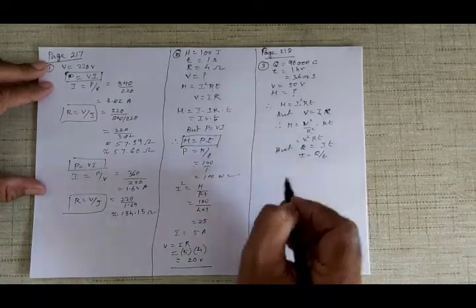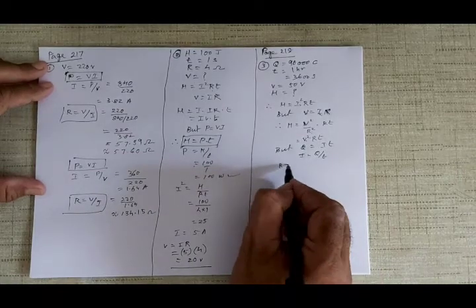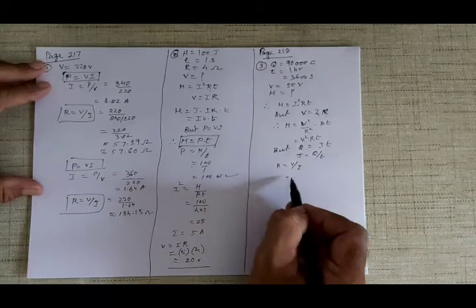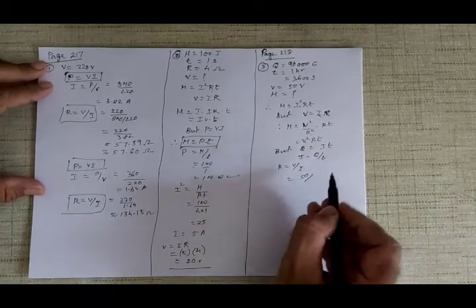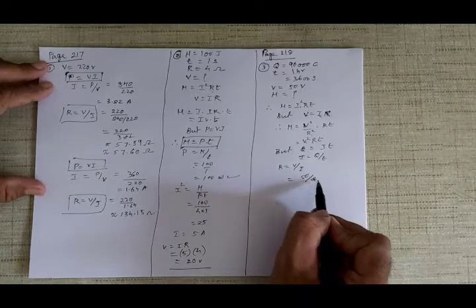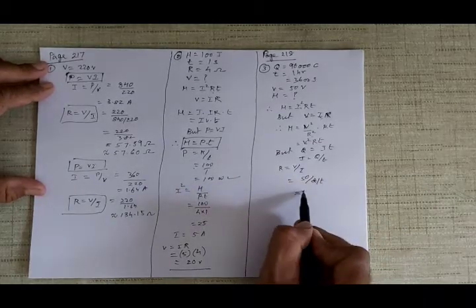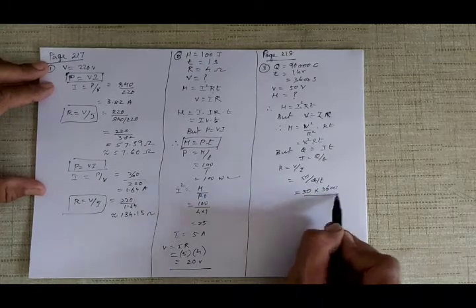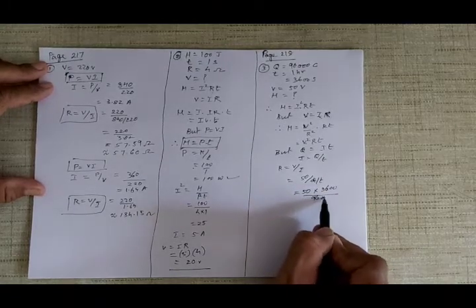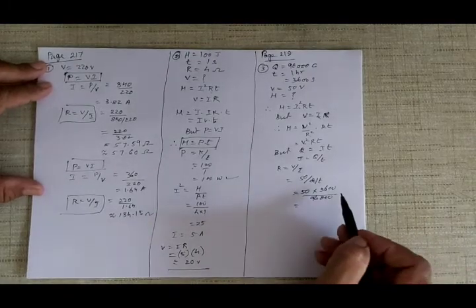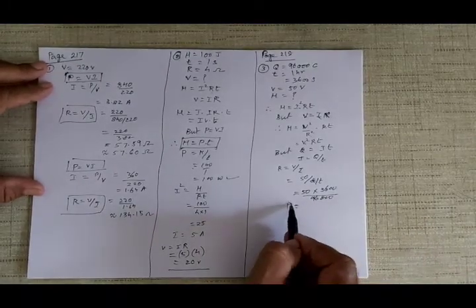Now R is equal to V upon I. So V is 50, current is Q upon T. So 50 into time 3600 upon Q, which is 96,000. And therefore you can see what R will be equal to.